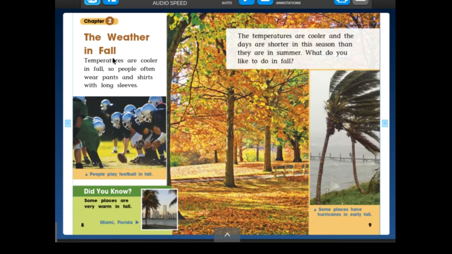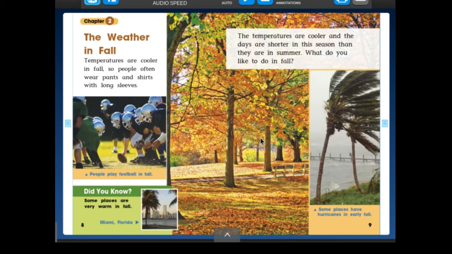The weather in fall. Temperatures are cooler in fall, so people often wear pants and shirts with long sleeves. The temperatures are cooler and the days are shorter in this season than they are in summer. What do you like to do in the fall? People play football in the fall. And some places are very warm still in the fall. And some places have hurricanes in the fall.